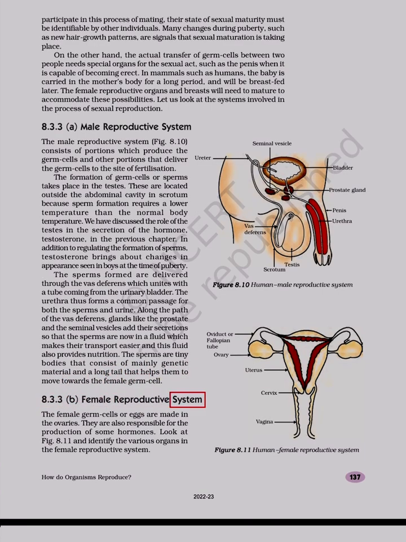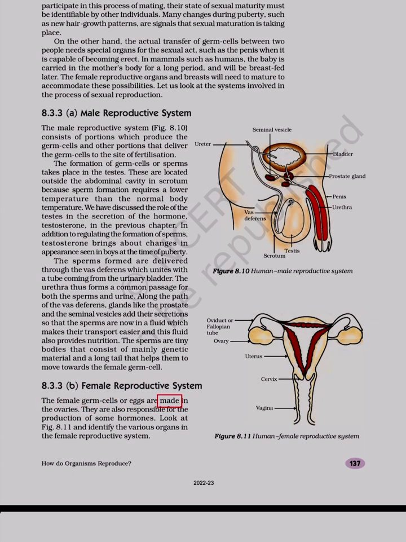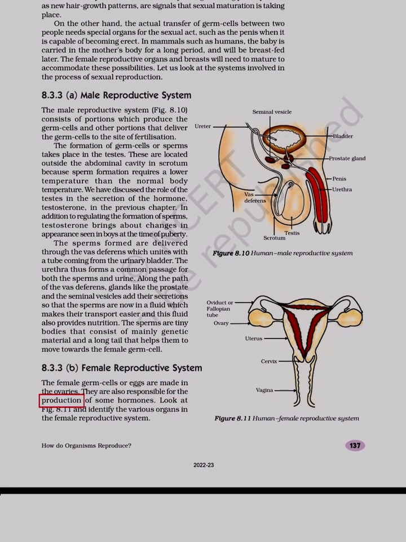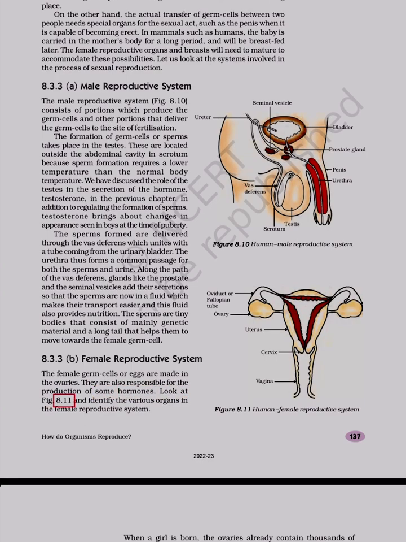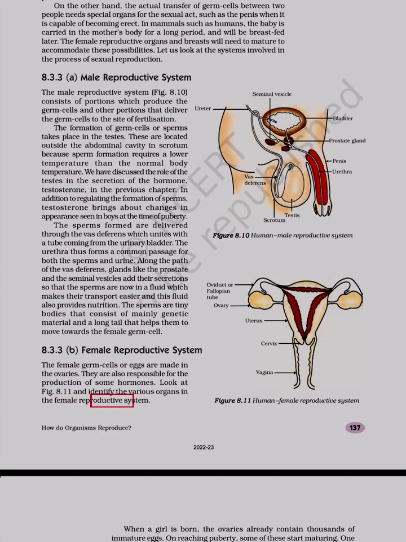8.3.3b Female reproductive system. The female germ cells or eggs are made in the ovaries. They are also responsible for the production of some hormones. Look at figure 8.11 and identify the various organs in the female reproductive system.